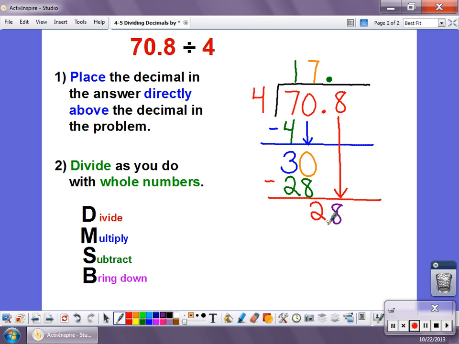How many times can 28 be divided by 4? 28 is divided by 4 7 times. 7 times 4 is 28. And when I subtract, I get 0. There's nothing left to bring down. My answer was 0 down here, so I know the answer to this problem is 17 7/10.